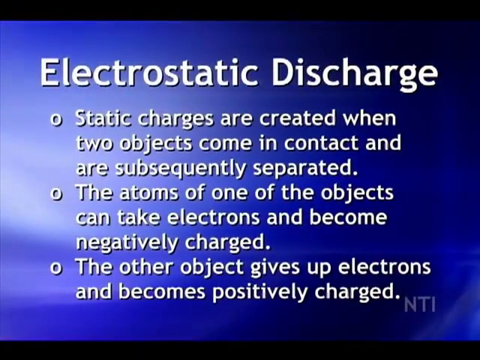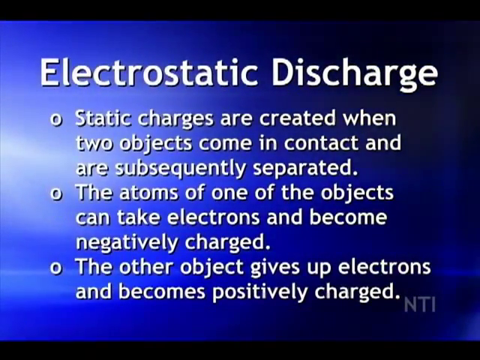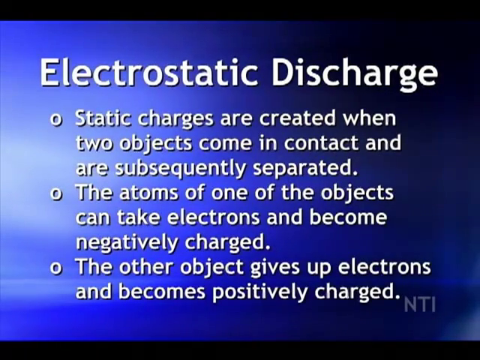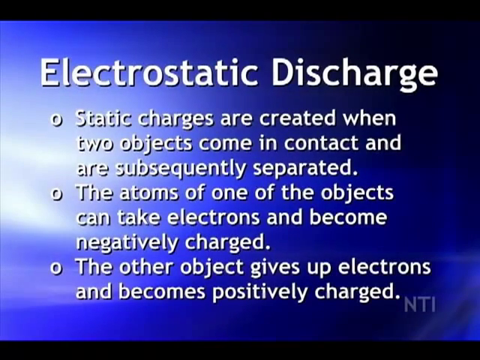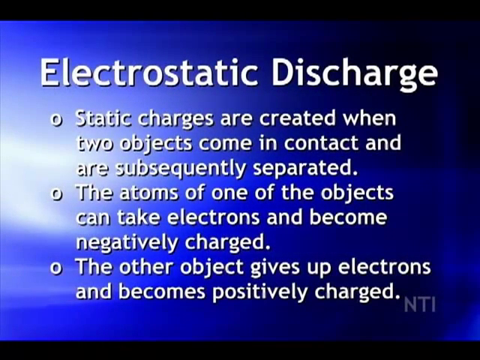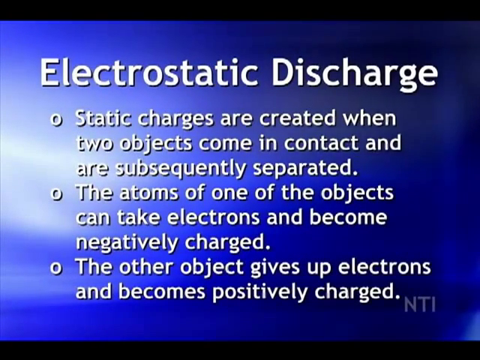How does that situation occur? Well, when two objects come together and then are subsequently separated, if the materials are right and the conditions are right, sometimes the one object will strip electrons from the atoms of the other object. When that happens, this object over here that took electrons now has a high negative charge. And the object over here that lost electrons has a positive charge.